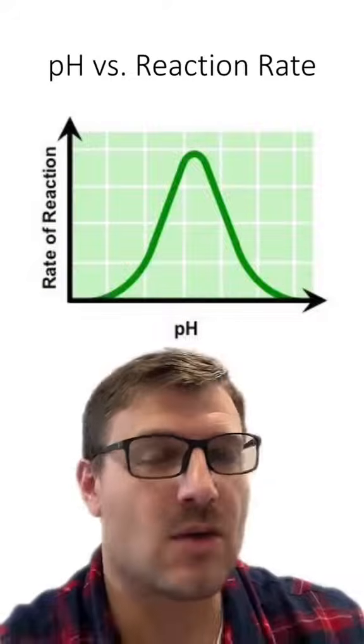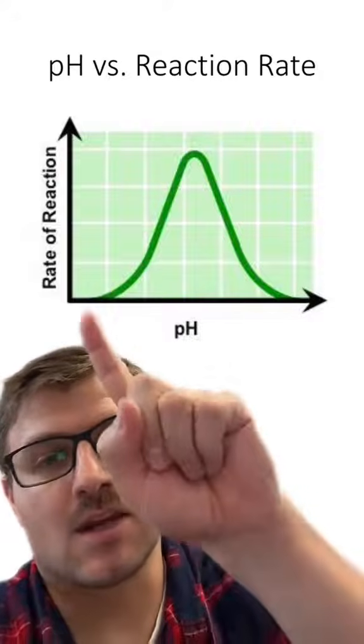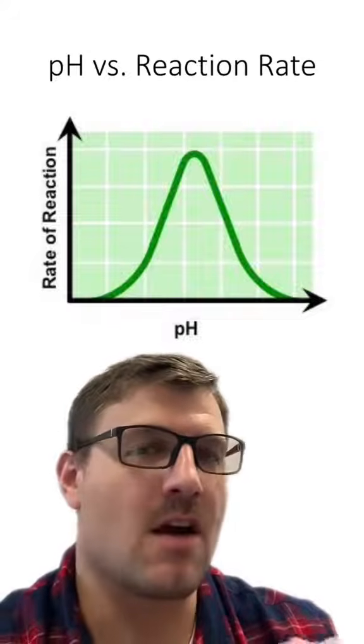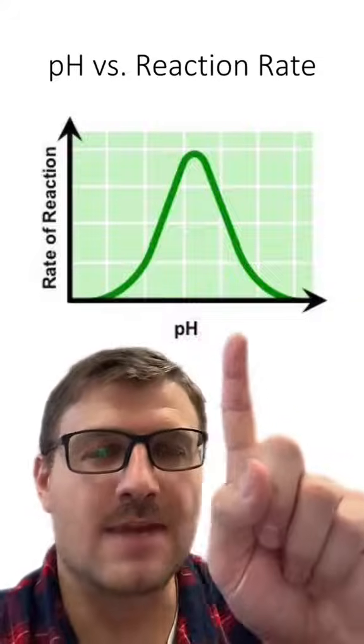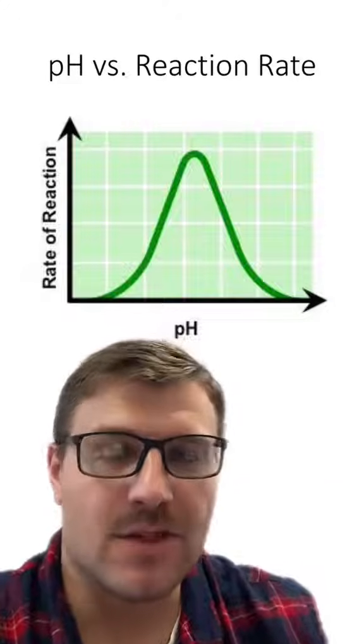The pH graph looks very similar. You can see again on the x-axis we have the pH, and on the y-axis is the rate of reaction. Now all enzymes will have a specific pH that they are optimal for. And what happens away from that pH on both sides is the enzyme is again going to denature.